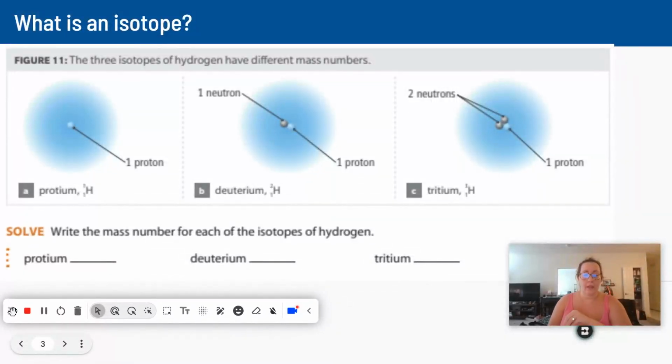In this video, we're going to be looking at what an isotope is, but before I actually give you the definition, I want you to look at these three isotopes of hydrogen that we have on the screen. And in your guided notes, I want you to use the pictures to find the mass numbers for each isotope of hydrogen. So pause and do that right now.